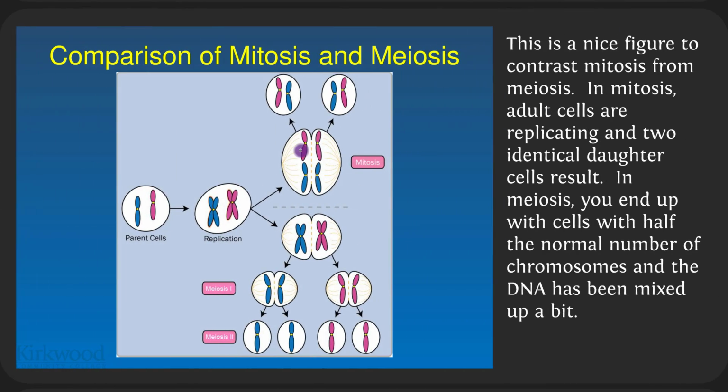This is a nice figure to contrast mitosis from meiosis. In mitosis, adult cells are replicating and 2 identical daughter cells result. So if a cell dies in the liver and you need another liver cell, you go through mitosis to make an identical daughter cell. In meiosis, you end up with cells with half the normal number of chromosomes, and the DNA has been mixed up a bit.